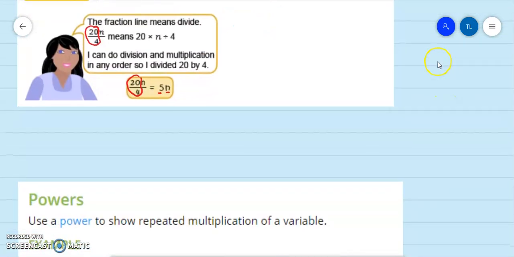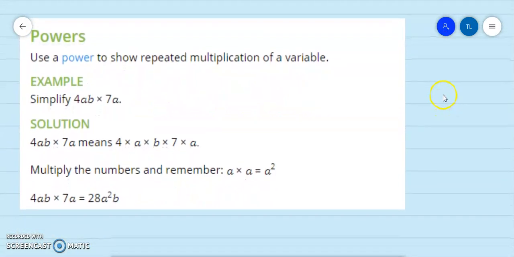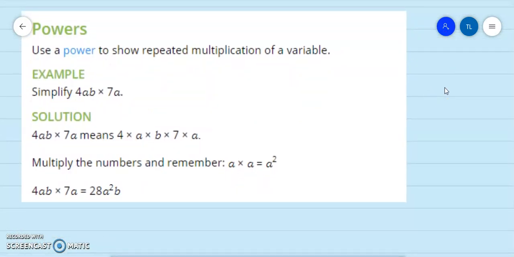Now, the next one, this is the last topic for today, is about powers. Use a power to show repeated multiplication of variables. For example, we have to simplify 4ab times 7a. The first thing we have to do is to multiply the numbers first. So we multiply 4 times 7. 4 times 7 means 28.